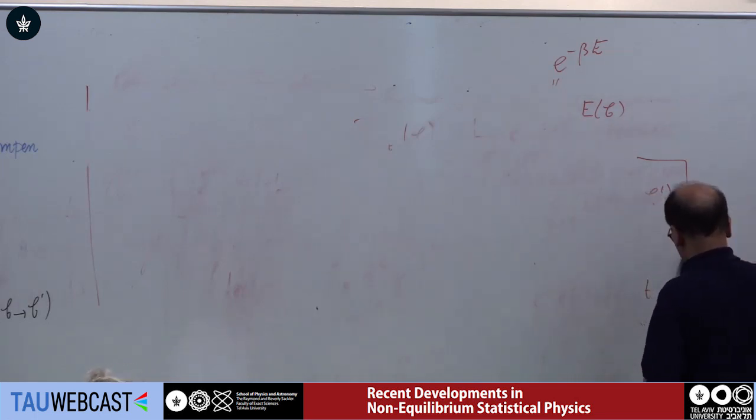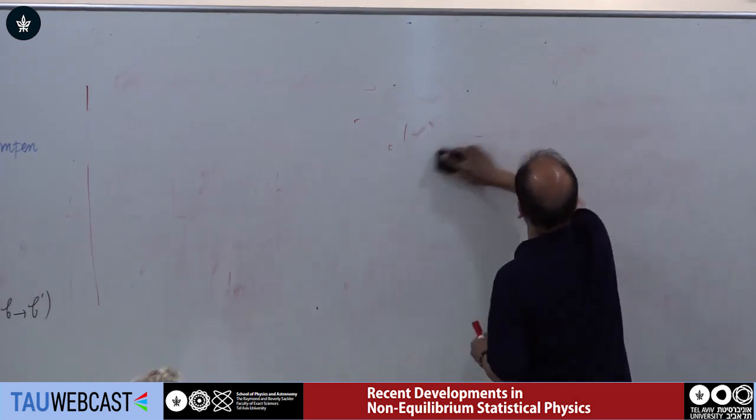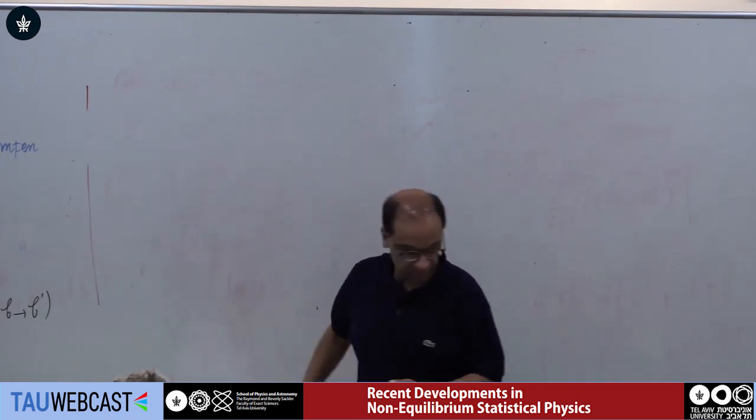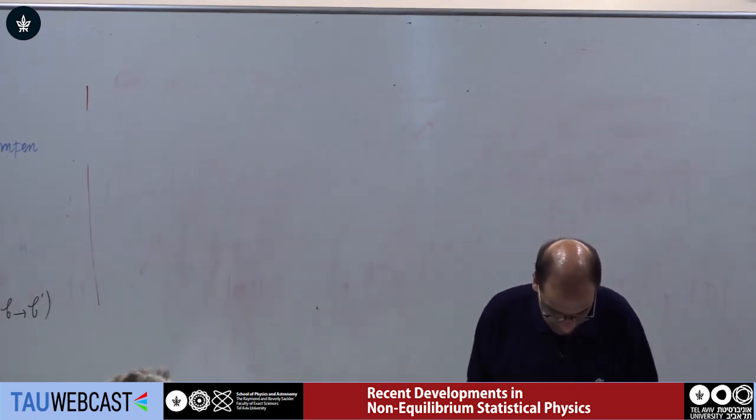So now we arrive at detailed balance, and this is the important thing. So this is reversibility and detailed balance. This is the second.